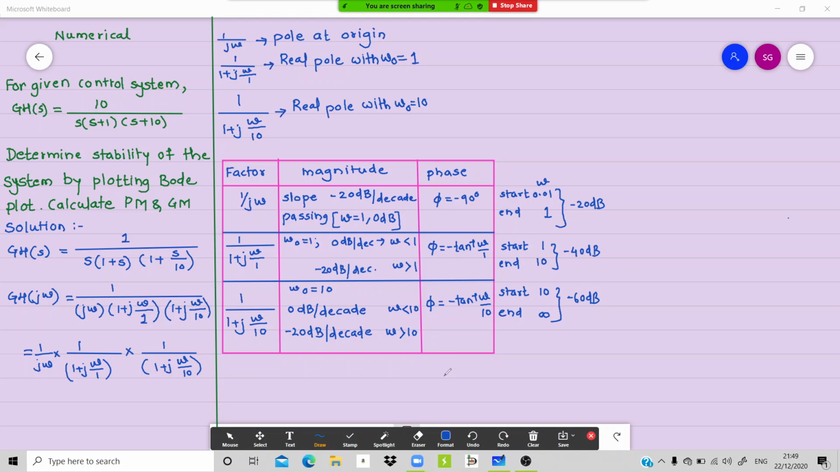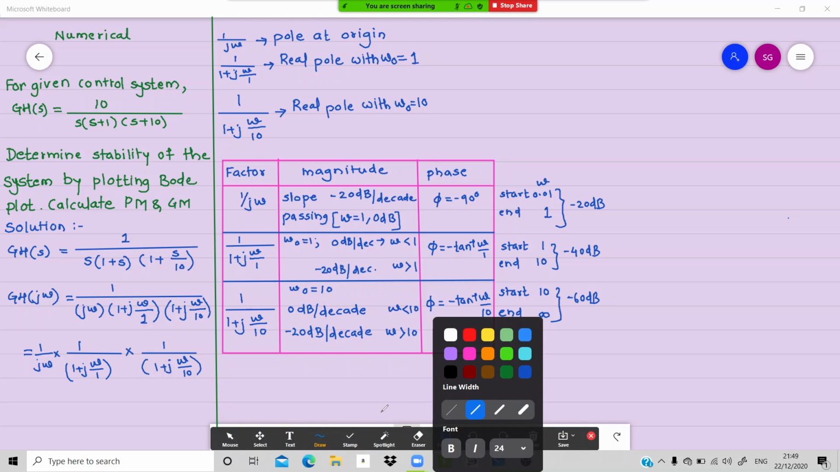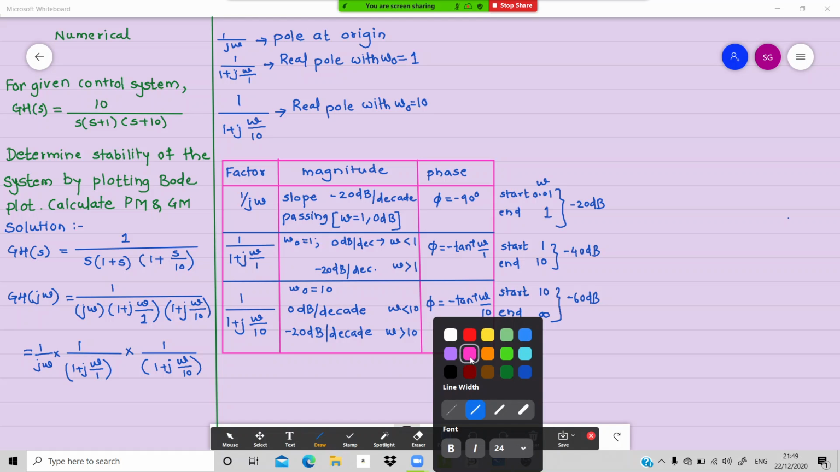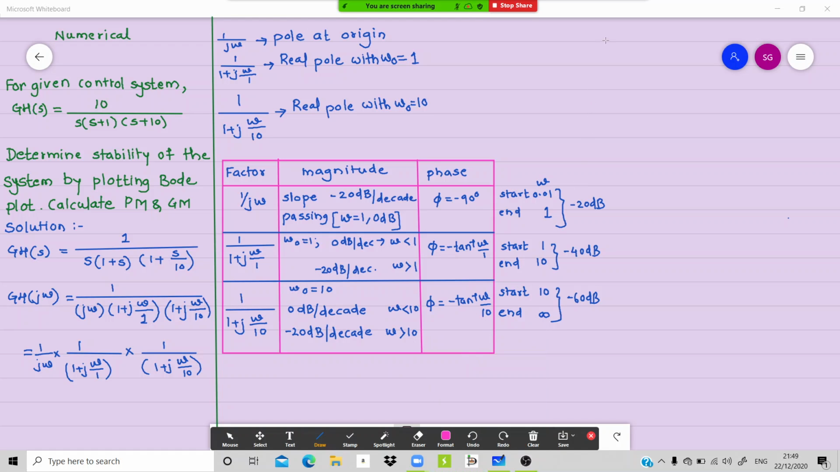I thought, okay, let it be. Then one more important thing is, we should know the, just a minute. Yeah, Bode plot I'll draw on the next slide.